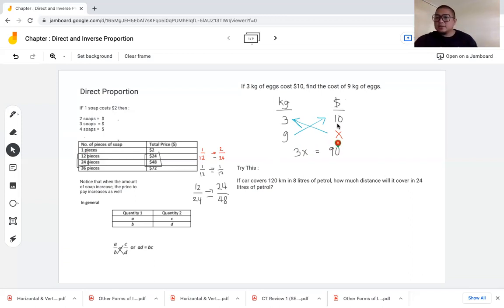And then as soon as you get an equation in terms of x, what you need to do is to solve for the value of x. So from here, x is equal to 90 over 3, which eventually will give you an answer of 30. So this would mean that the cost of 9 kilograms of egg will give you $30. Now I need you to pause this video and see whether you could answer this question by yourself.